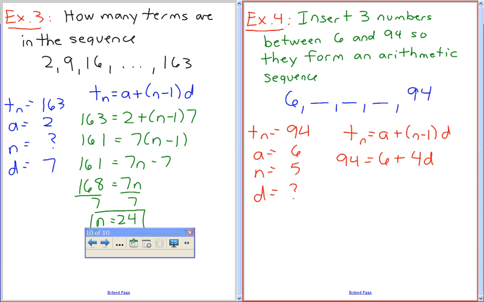All right, Maddie, how you feeling? Can we solve for d, please? Perfect. 88 is 4d, and then divided by 4, d equals 22. Okay, so here's the thing. d is 22, wonderful. The question says I want 3 numbers.